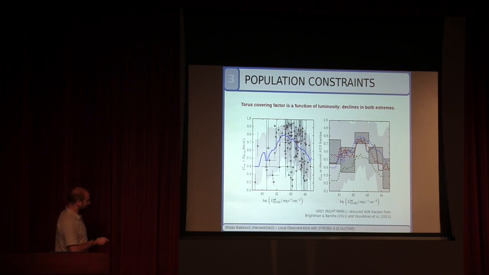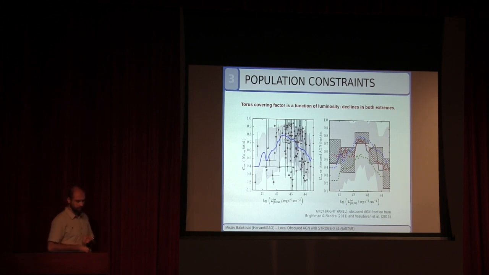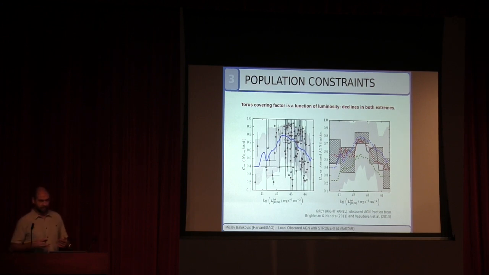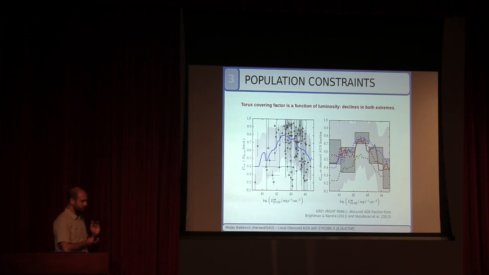And the higher luminosity part has been well known. This is thought to be just the sheer radiating power that the quasars produce is capable of blowing off most of the torus material. And the situation is much less clear at the low luminosity. The question is whether they're intrinsically incapable of forming the torus, or whether they should be entirely covered because they don't have enough radiating power to get rid of it.